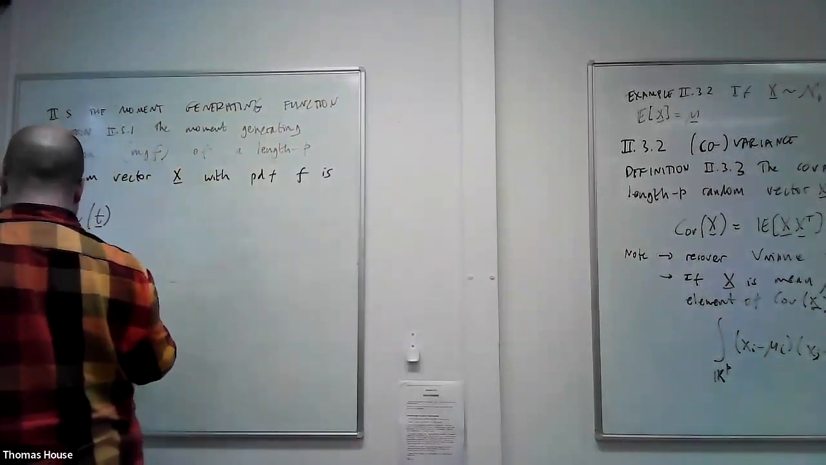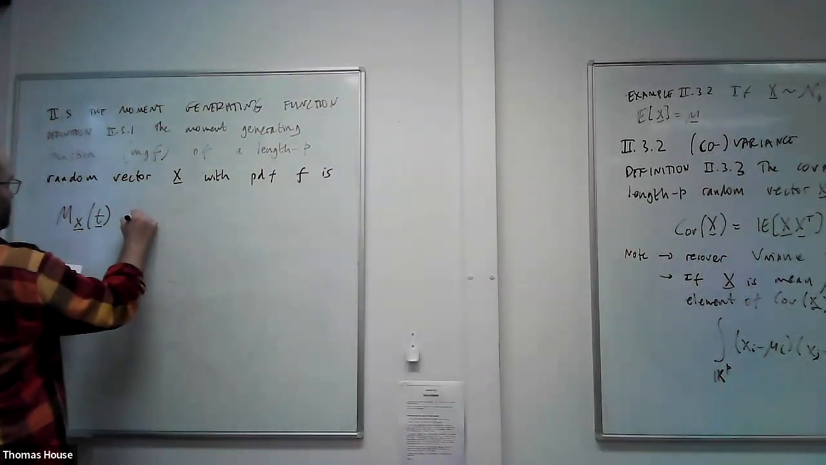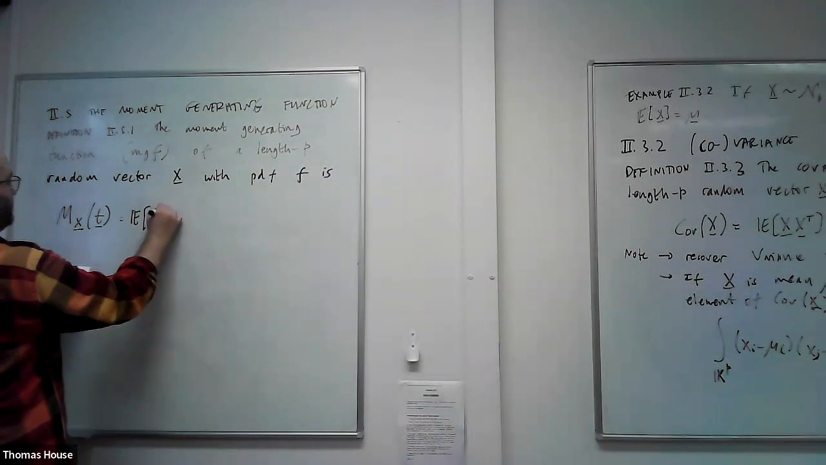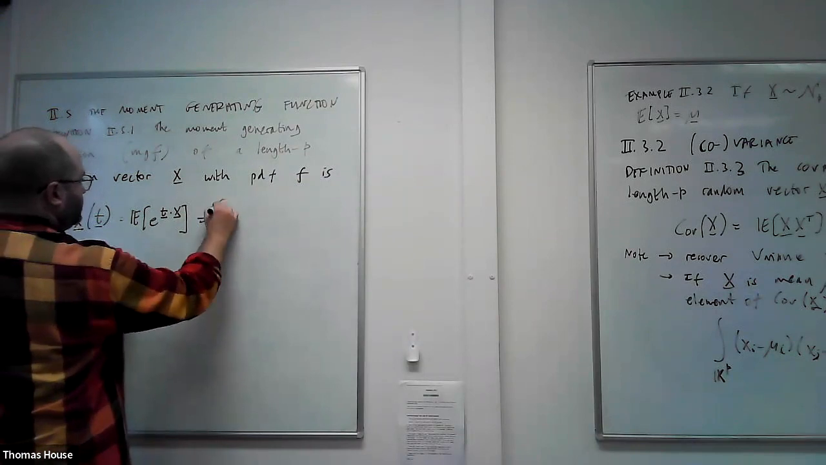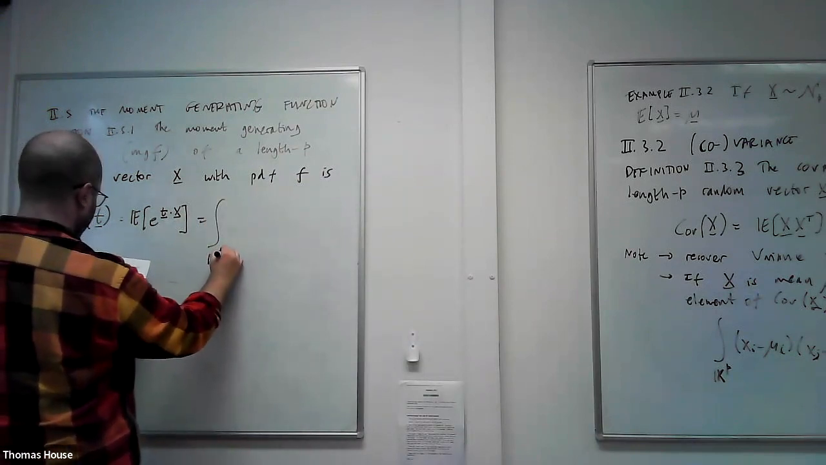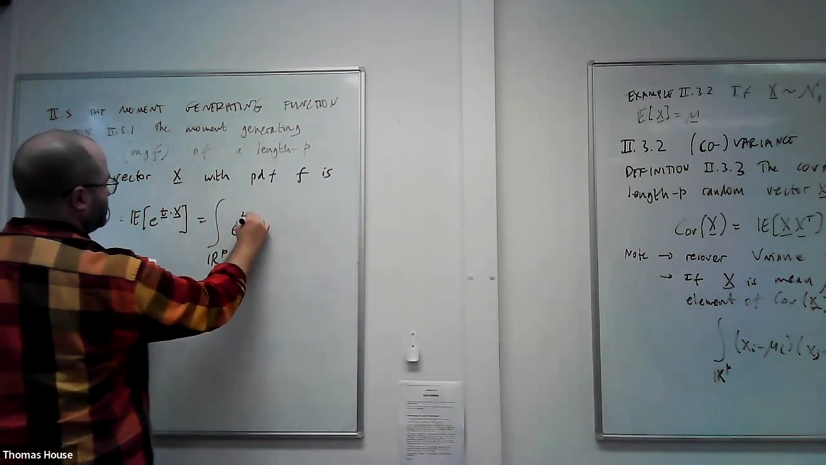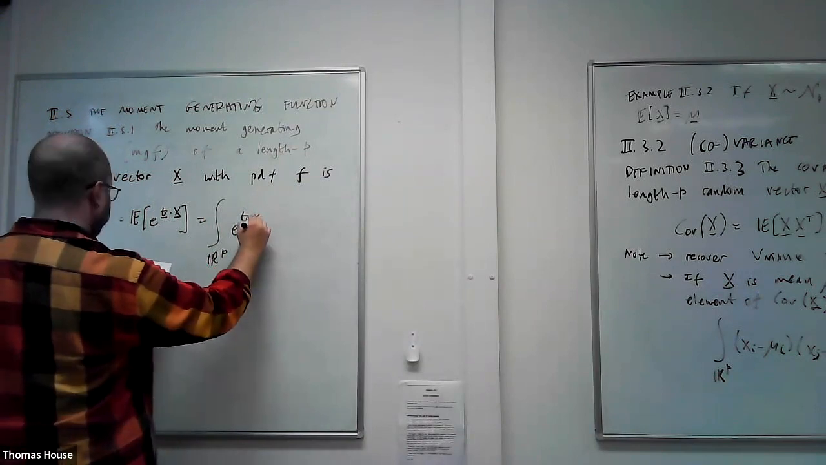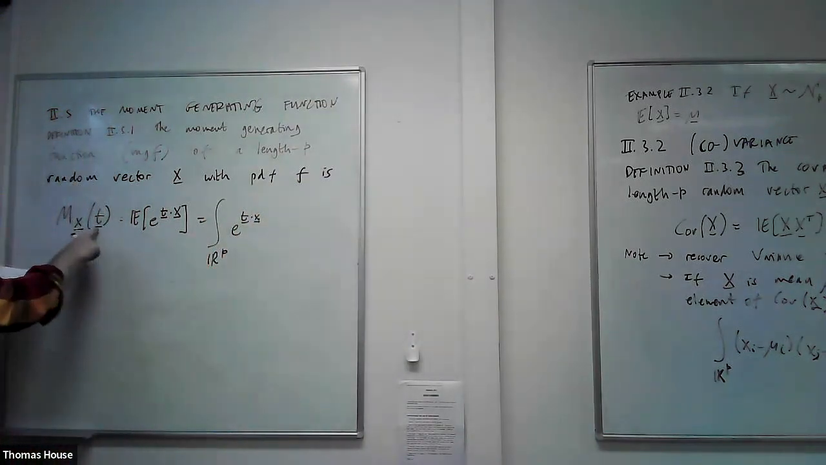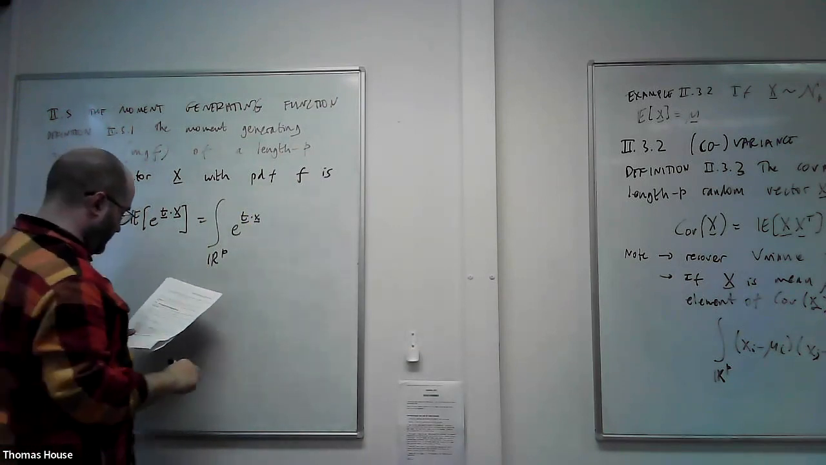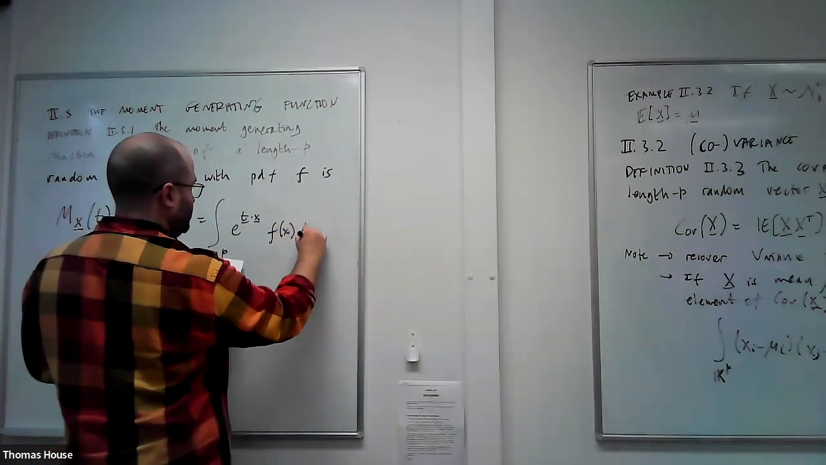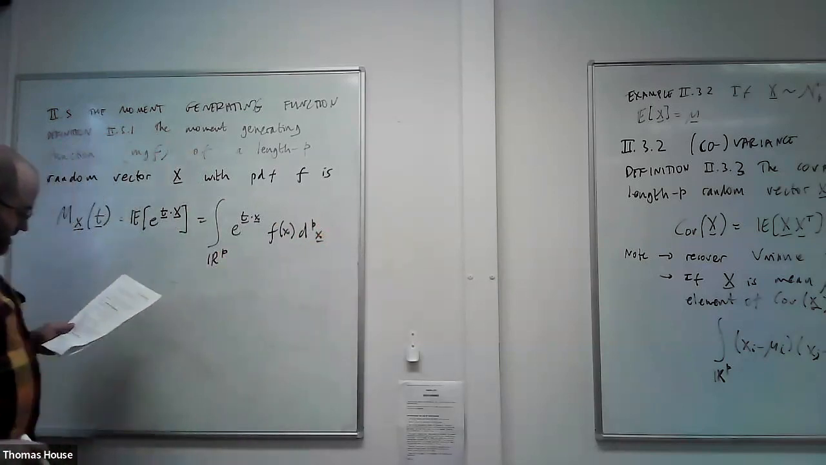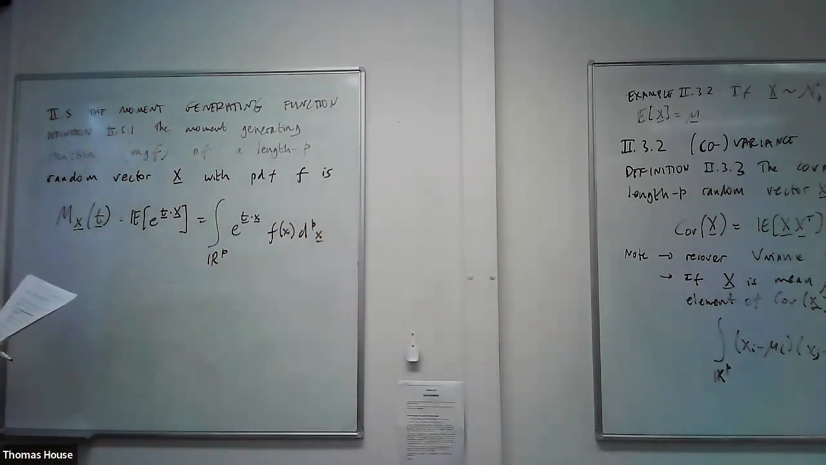Okay. This is the expected value of e to the t dot X, which in our more compact integral notation is the integral over R^p of e to the t dot x times f of x dx. So if you think, the moment generating function maps from R^p onto, again, it has to be positive values.